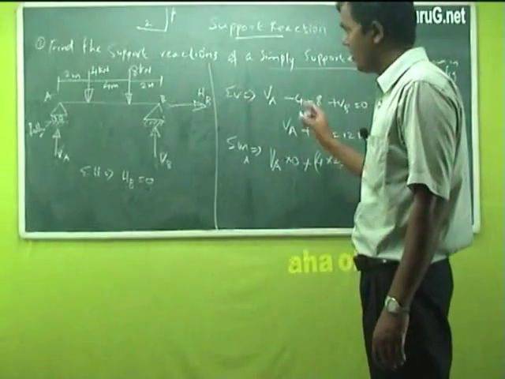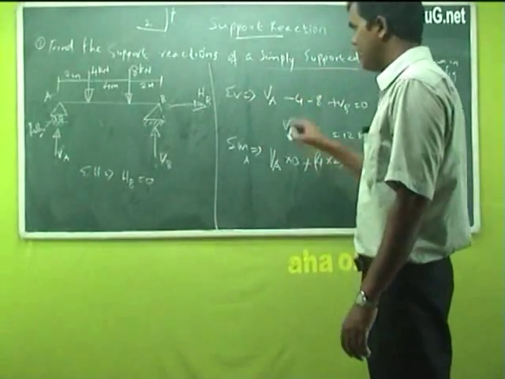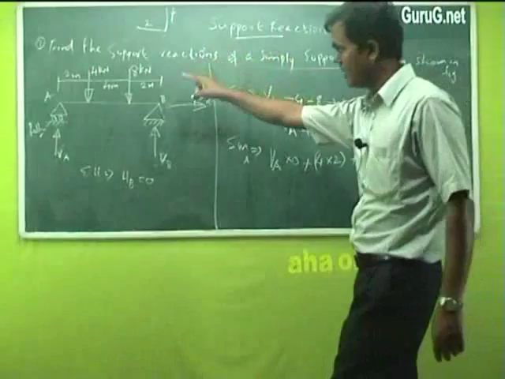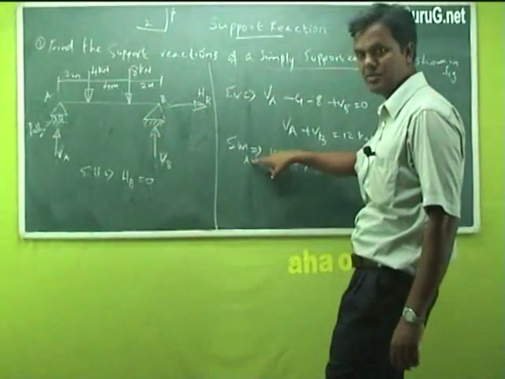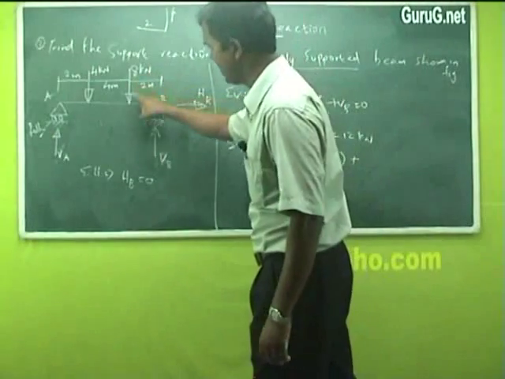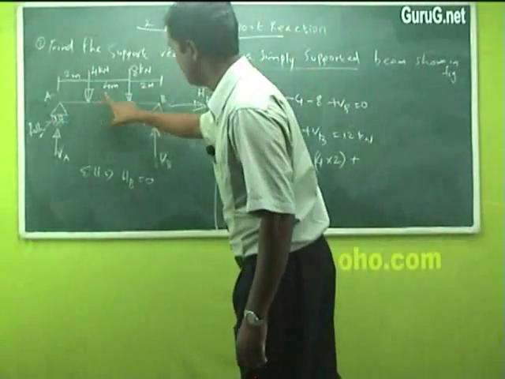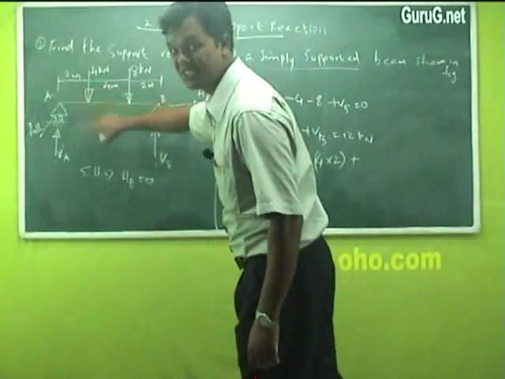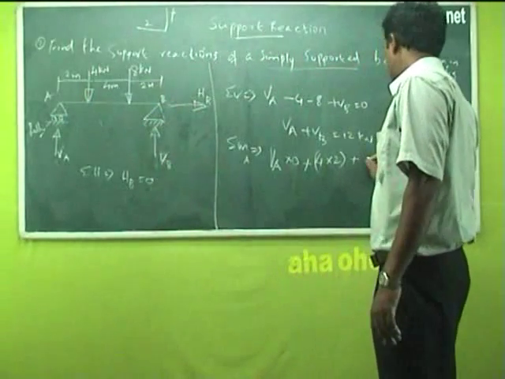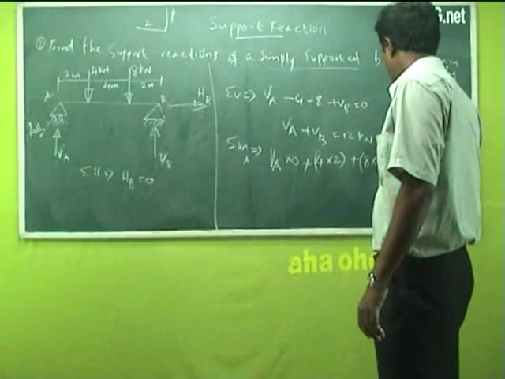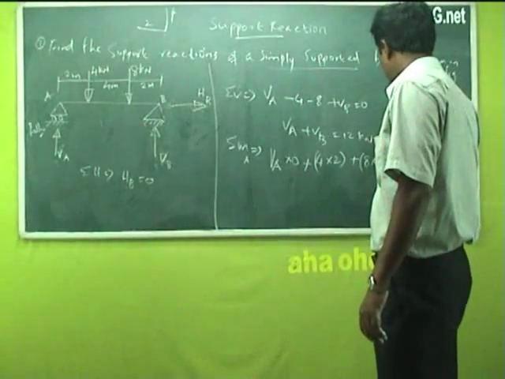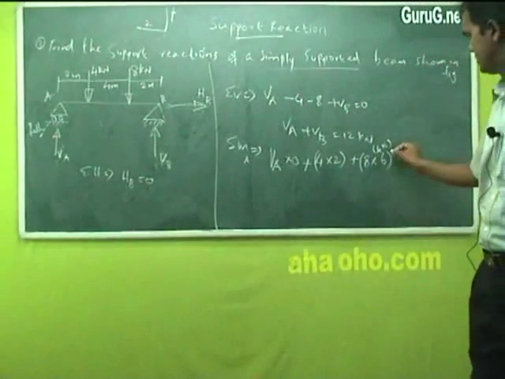Then again, what do we have? 8. Again plus here, because 8 is acting clockwise. Clockwise, to reach point A, because we are taking moment based on point A only. To reach point A, the 8 travels a distance of 4 meter plus 2 meter. So 6 meters. Plus, it is 8 kilonewton into 6. This is 4 plus 2. Okay? 4 plus 2, 6.